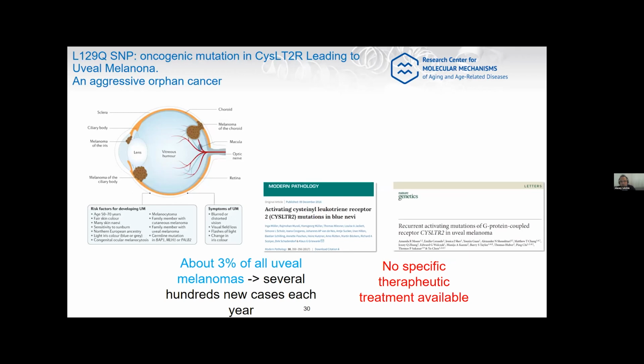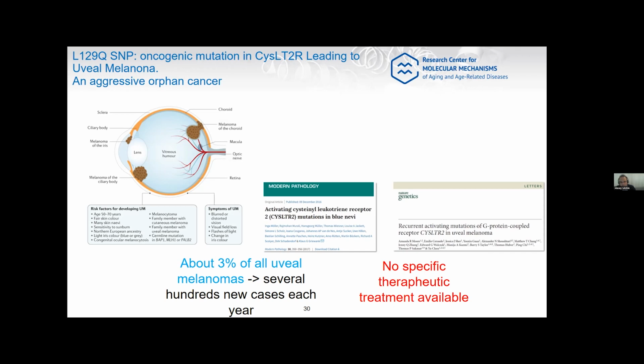But then we found that there is a single point mutation, L129Q, which is associated with an orphan cancer disease called uveal melanoma, and one of these compounds showed activity against this pathogenic form of the receptor. There is no treatment for this type of cancer; only surgery can solve this problem. But we want to make compounds that can be a therapy against uveal melanoma, and this mutation is a proven oncodriver mutation in about 3% of all cases of uveal melanoma.